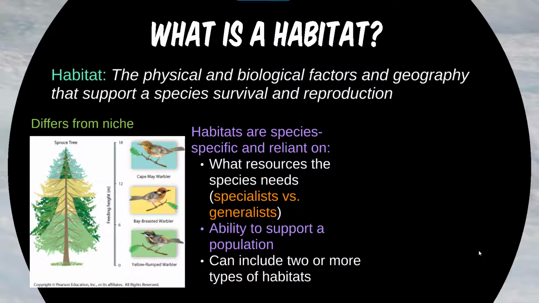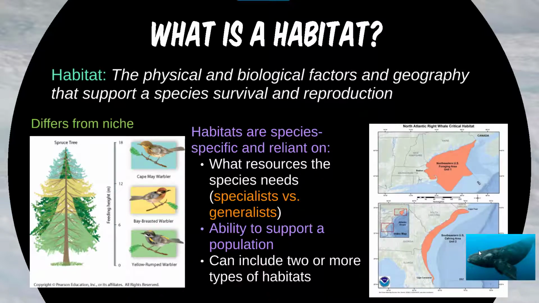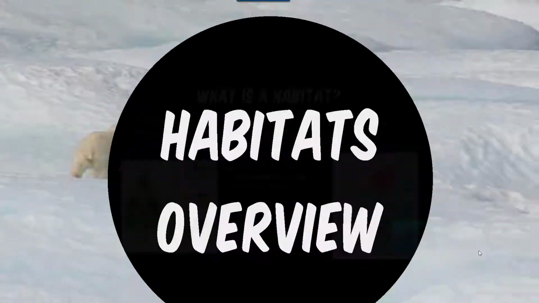Habitats also have the ability to support a population and can include two or more types of habitat. And by this we mean a habitat can be said to include a breeding area as well as a feeding area for a particular organism. So when you discuss these habitats, sometimes they are paired regions that you're discussing for an individual species.